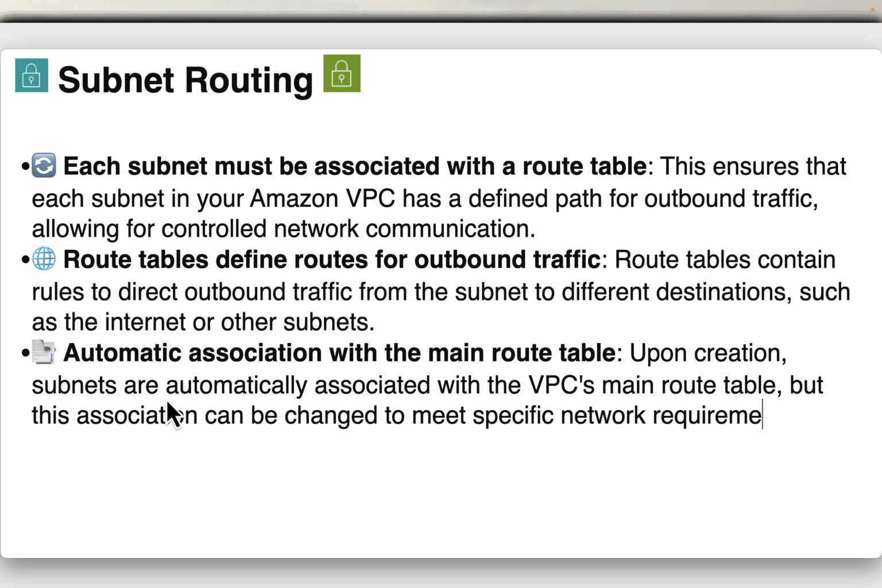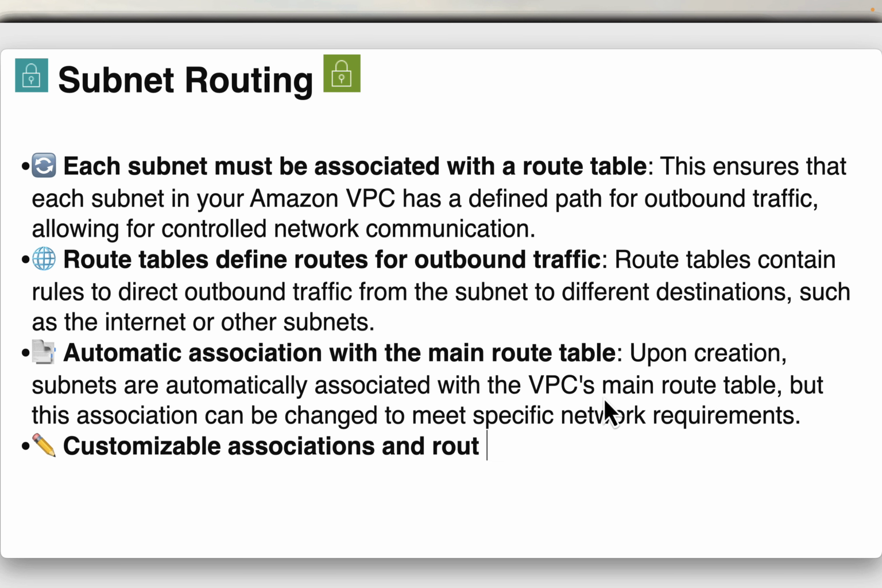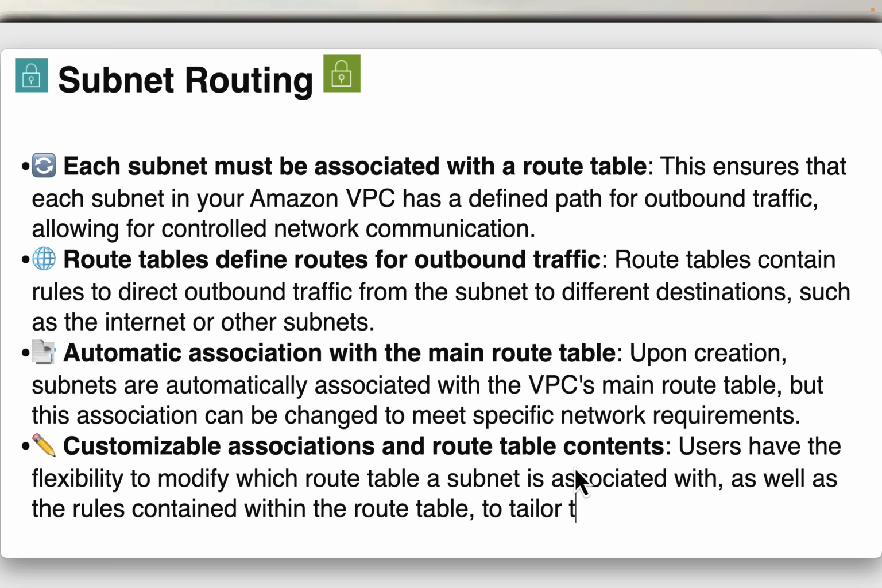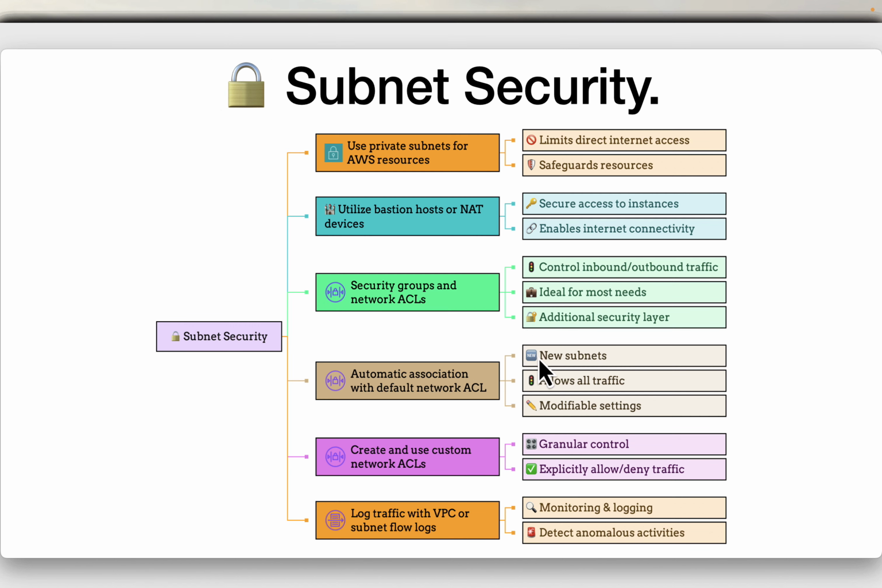Automatic association with the main route table. Upon creation, subnets are automatically associated with the VPC's main route table, but this association can be changed to meet specific network requirements. Customizable associations and route table contents. Users have the flexibility to modify which route table a subnet is associated with, as well as the rules contained within the route table to tailor the network to their application's needs. So now we'll see something about subnet security.